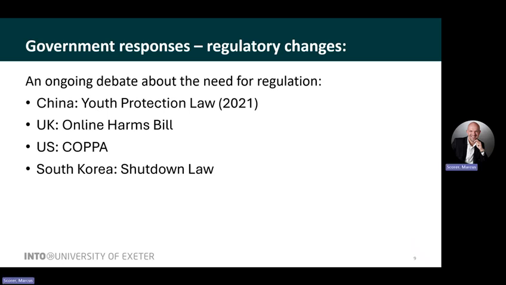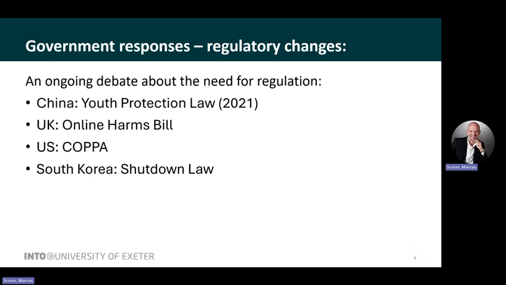In many countries, there is an ongoing debate about the need for regulation. Some argue that stricter regulations are necessary to protect young people from harmful content, cyberbullying, and privacy breaches. Governments and regulatory bodies in various countries are exploring measures such as age verification, content moderation, and data protection laws to create a safer online environment for young people.